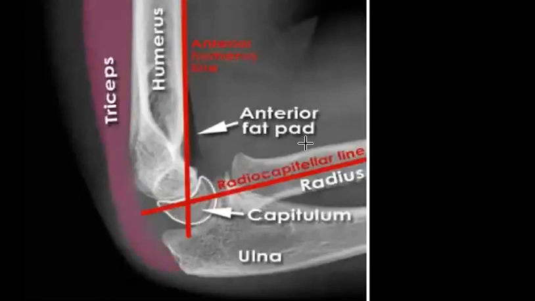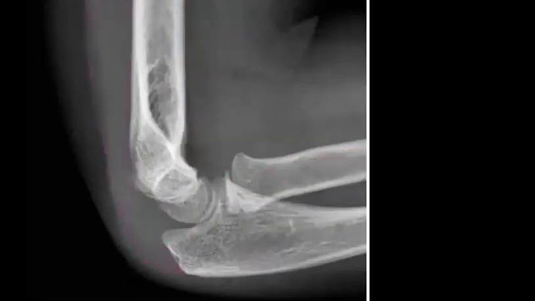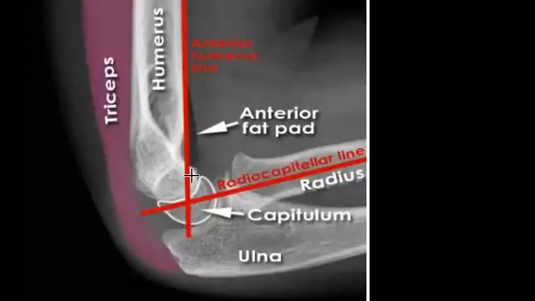Yes, because the triceps should be in an intact position with the humerus. So any separation here should raise the possibility of a supracondylar fracture. And at least one third of the capitulum should lie anterior to the anterior humeral line. So this line should have at least one third of the capitulum anterior to it.